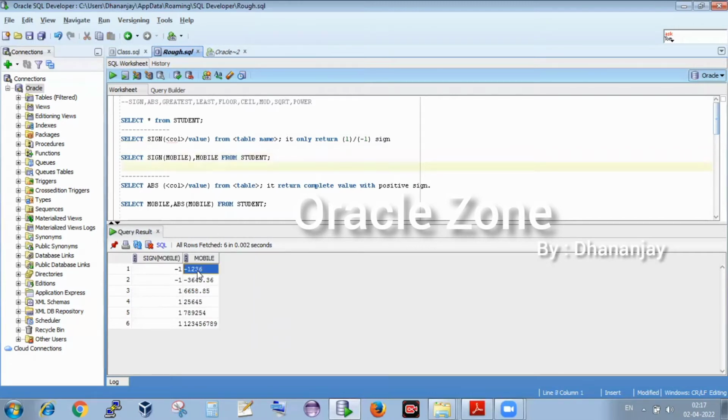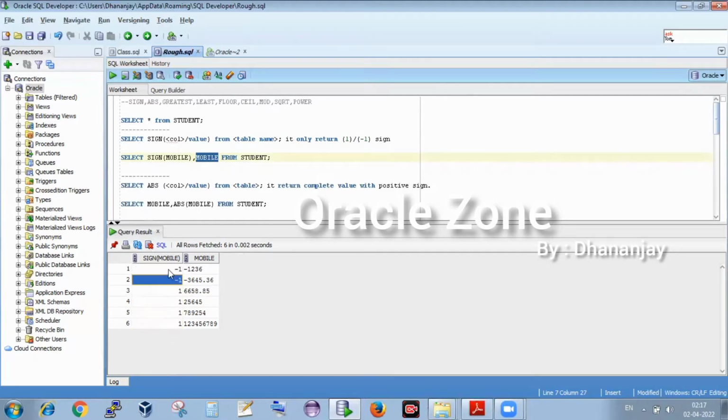okay, I'm considering the mobile column. Okay, so this is our original values, with the mobile column. So what is this sign column giving? It is giving the negative sign, okay, because it's -1 to 36, so this is a negative sign. This is also giving a negative sign, and this is giving the positive sign, positive and positive.